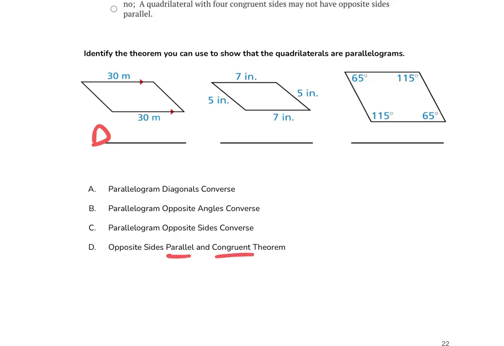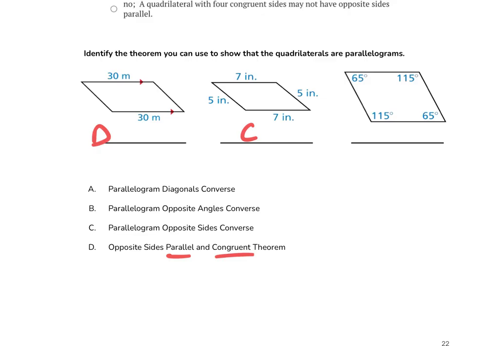Okay, on this one here, what do we know about both pairs of opposite sides? They are what? What order would we use here? They're congruent. So this would be C. This is the parallelogram opposite sides converse. Both pairs of opposite sides are congruent.